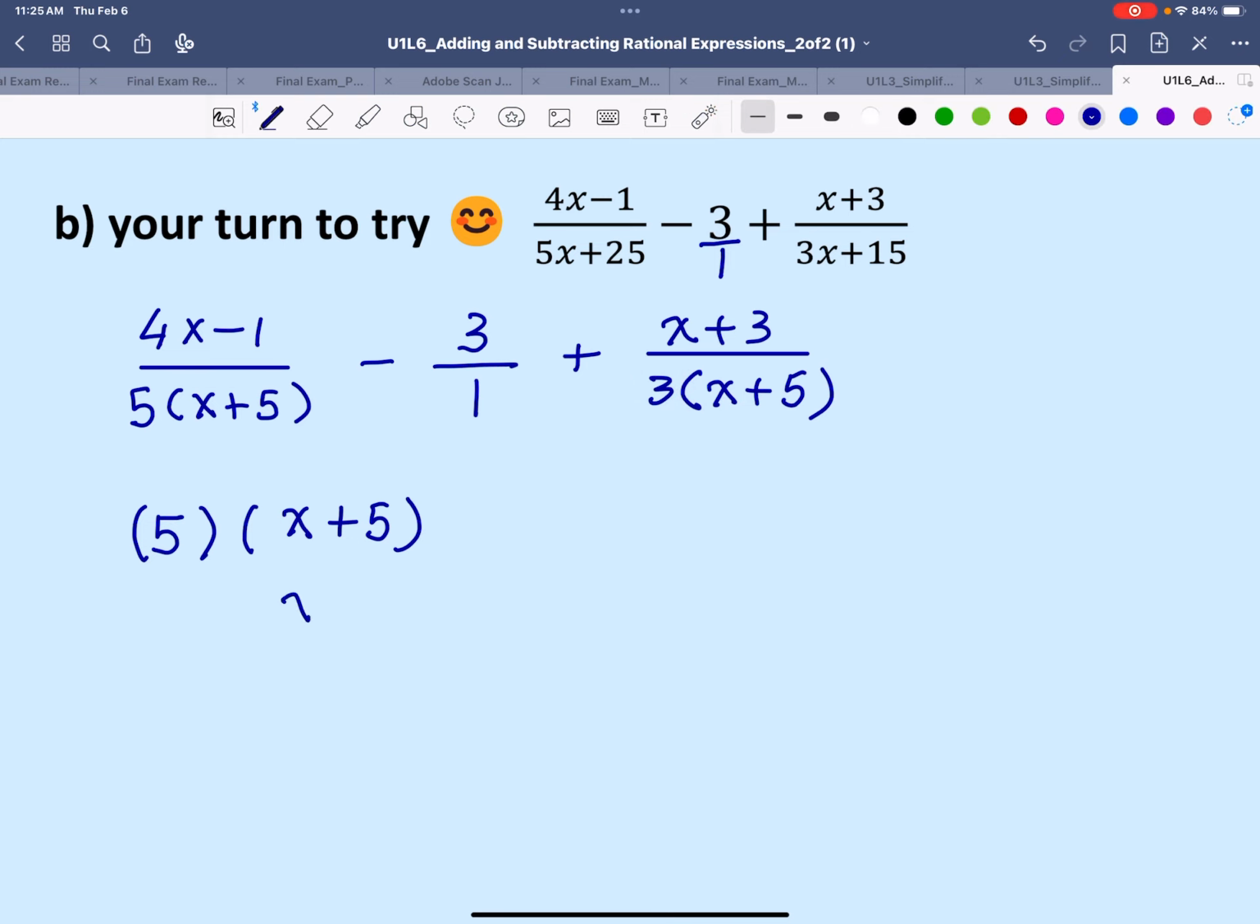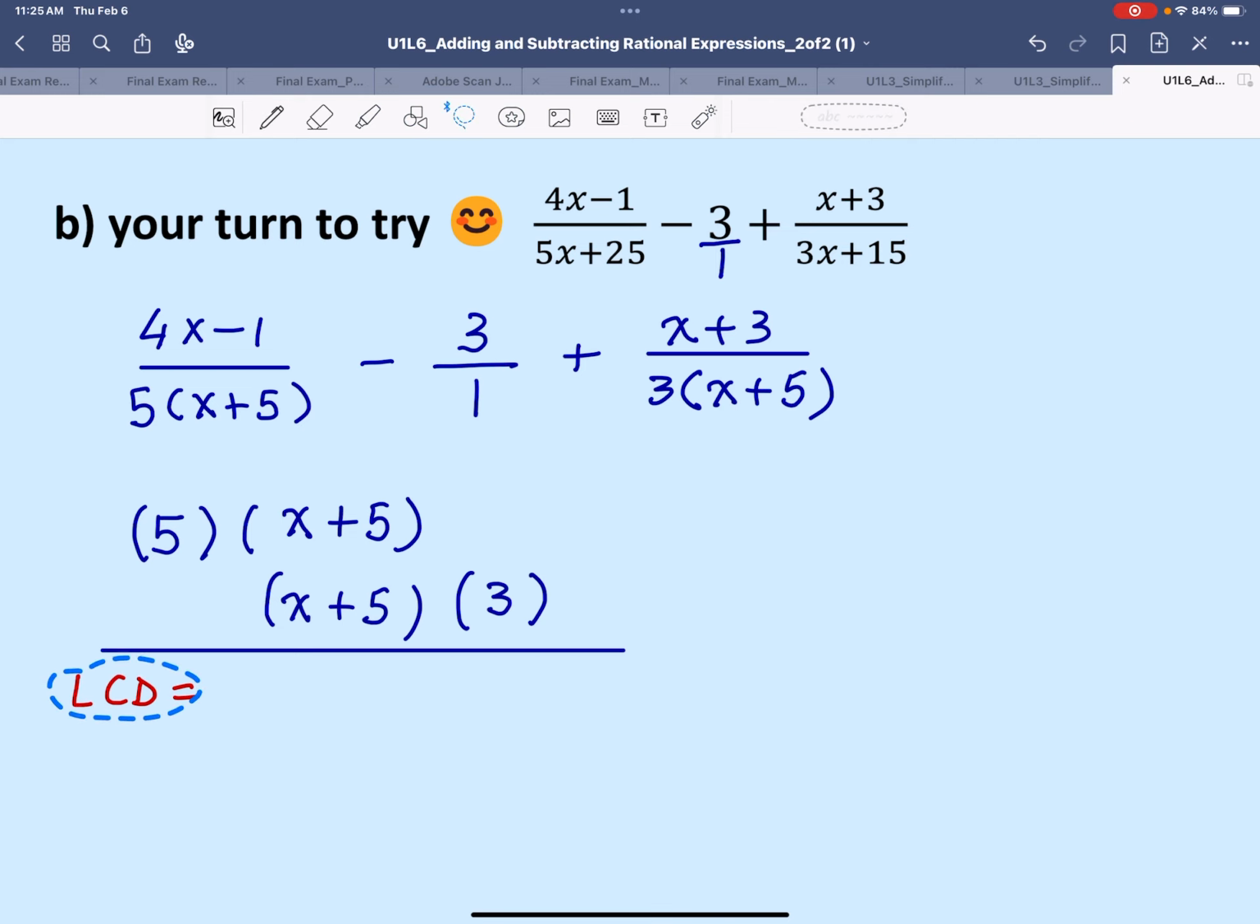So since x plus 5 is already one of the factors that we need to take into account for the lowest common denominator, we're going to list them below each other. And then the other factor, which is 3, will deserve a special spot. And now we're ready to state the lowest common denominator. And we're going to bring the 5 down.